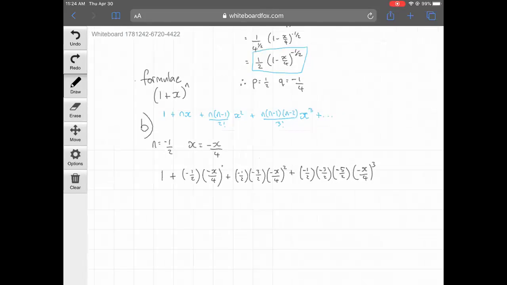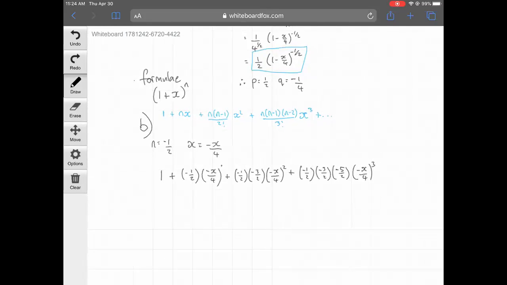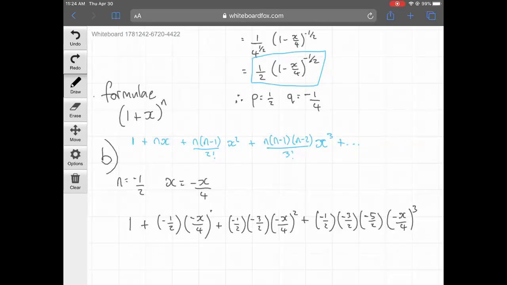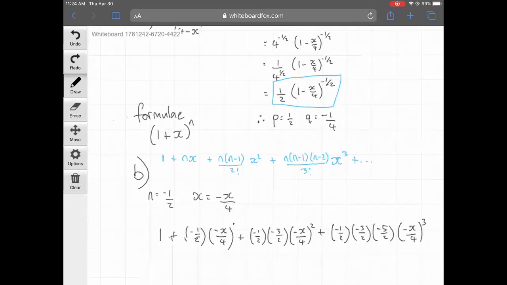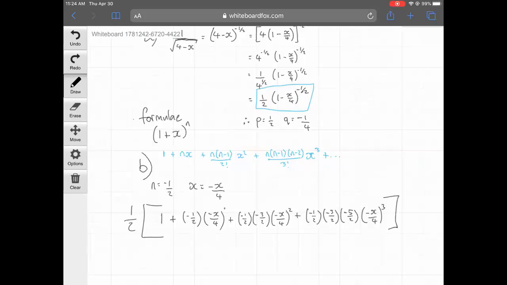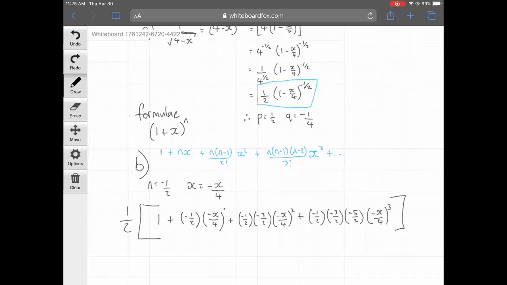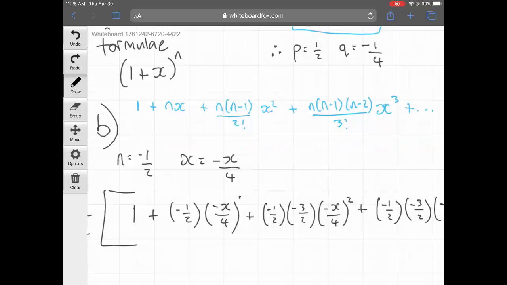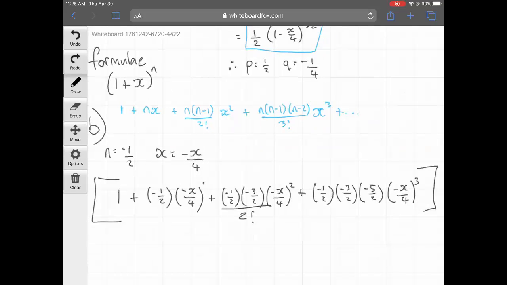The other thing that I've actually forgotten here is that we had a half out in front. So really I should have a half overall. So David, you forgot to divide by the factorials. Yep, I did. I knew I was going to make a mistake. There you go, that's how easy it is to make a mistake. You look at it and think it's right, it's not.